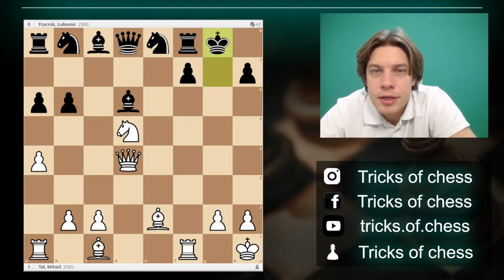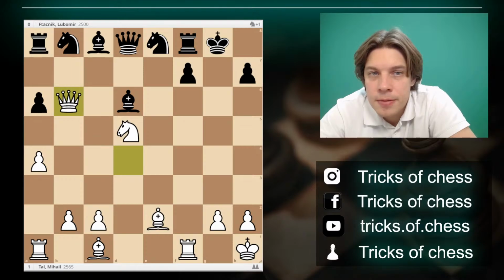Okay guys, here you just capture on b6 with the queen, because you only sacrificed the knight, and right now you have 2 pawns as compensation. With this move you're also attacking the queen. What happens then? For example, if they take, you deliver a fork.